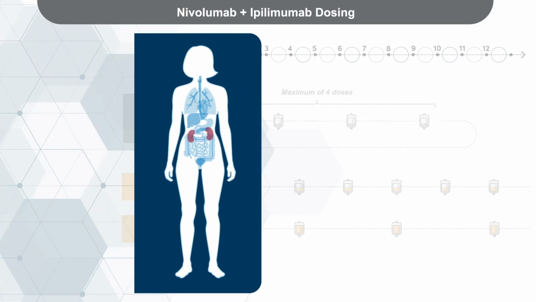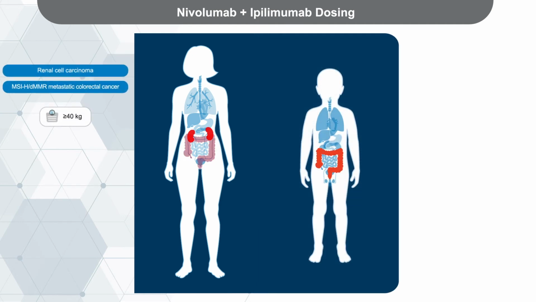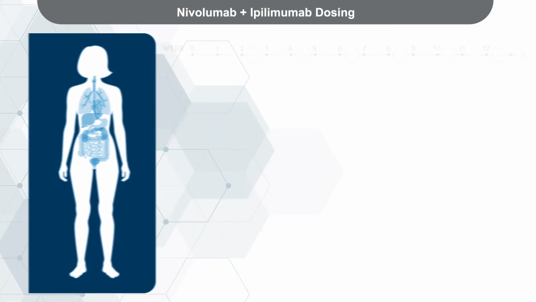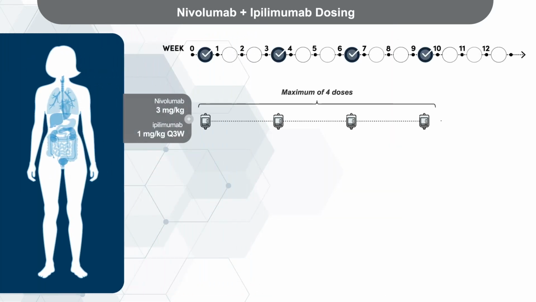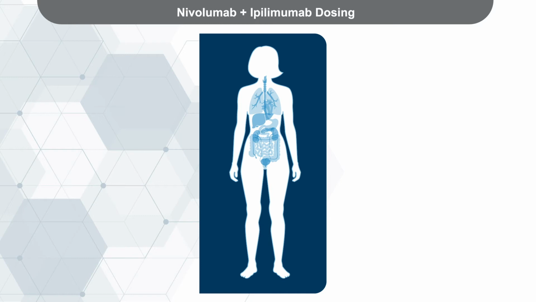For patients with renal cell carcinoma or MSI-high or mismatch repair deficient colorectal cancer, adult and pediatric patients over or equal to 40 kilograms of body weight receive nivolumab 3 milligrams per kilogram followed by ipi 1 milligram per kilogram on the same day every 3 weeks for 4 doses, followed by nivolumab 240 milligrams every 2 weeks or 480 milligrams every 4 weeks.